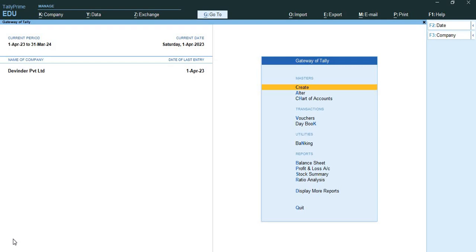Next is invoicing. In GST, it is very necessary to be aware of the rules of invoicing, as invoicing is an important aspect of tax compliance for every business. In GST, two types of invoices are issued: tax invoice and bill of supply. Number one is tax invoice. When a registered taxable person supplies taxable goods or services, a tax invoice is issued.